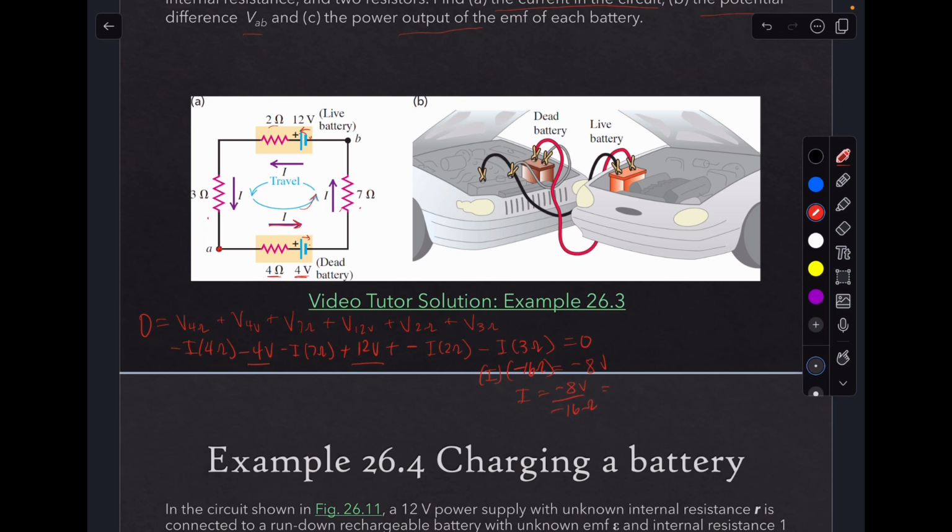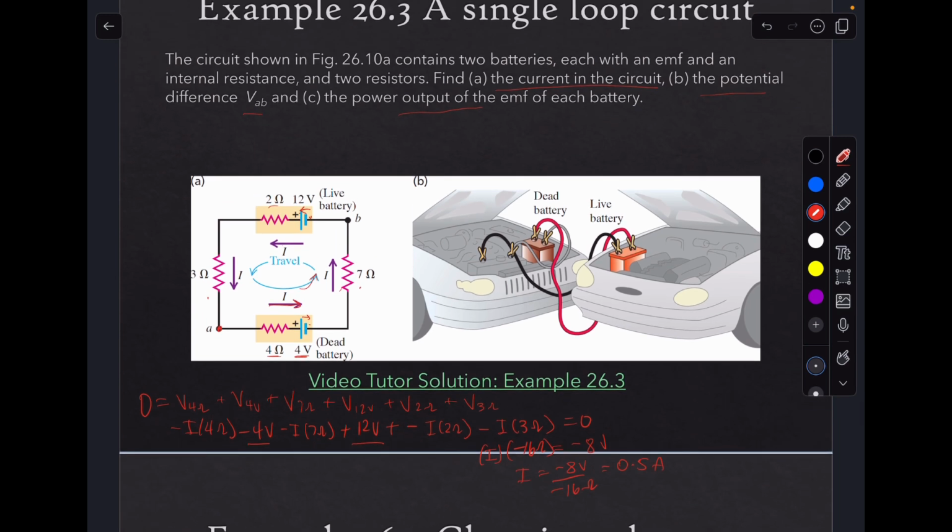And sure enough, that is 0.5 amps. Okay, so that's our current through the entire circuit. All right, and why? Because everything's in series. So the current through the whole circuit is going to be the current through each individual element. Okay, so here's I. I is 0.5 amps.